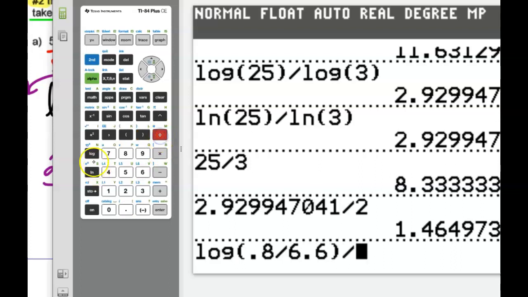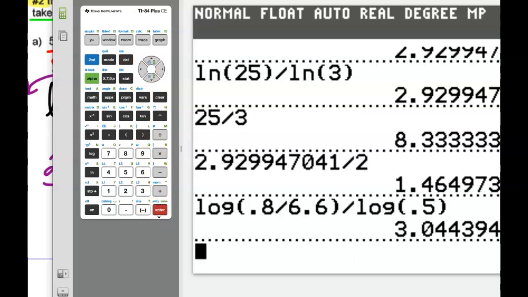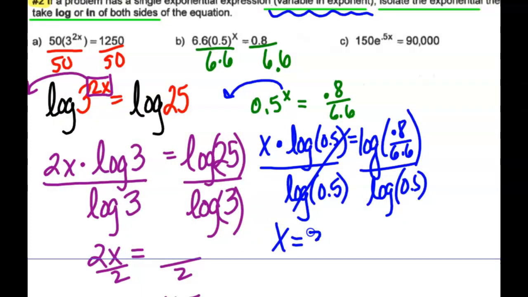And then divided by another log of 0.5. I remembered. Oops, not 0.55 though. Everybody getting 3.044? Anybody have a question? Please tell me if it's not coming up that way on your calculator, okay?